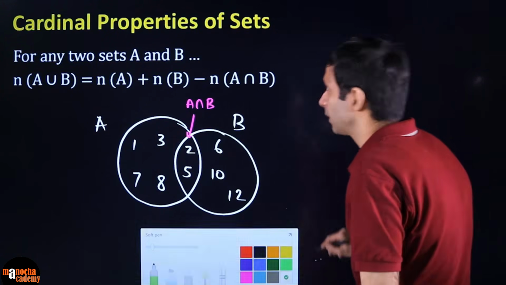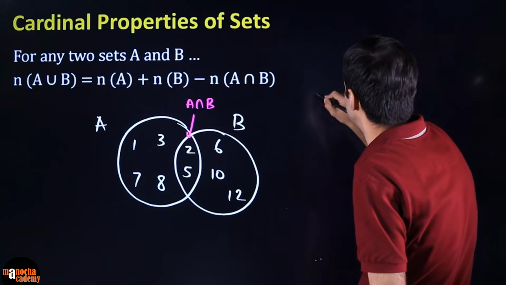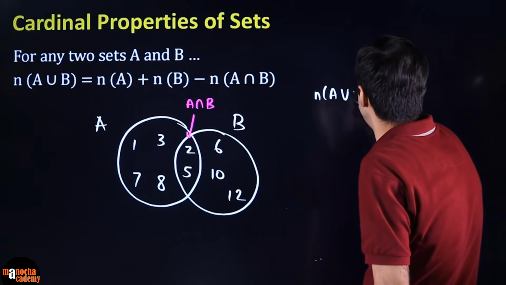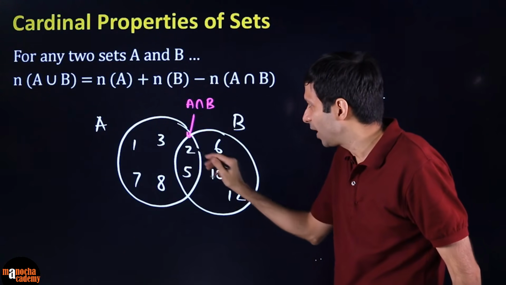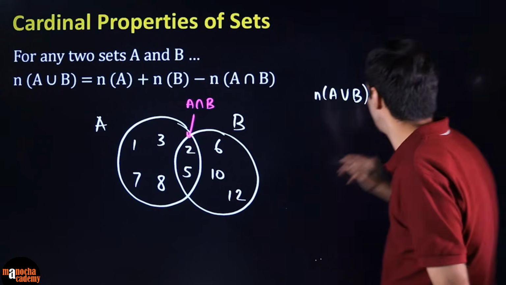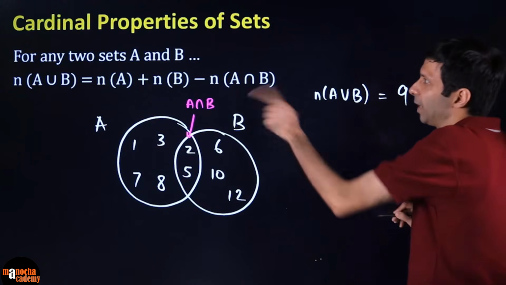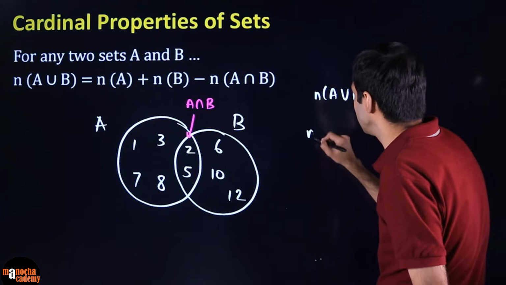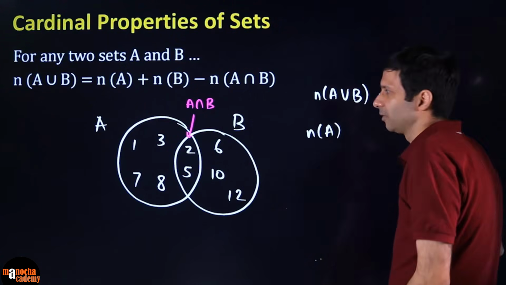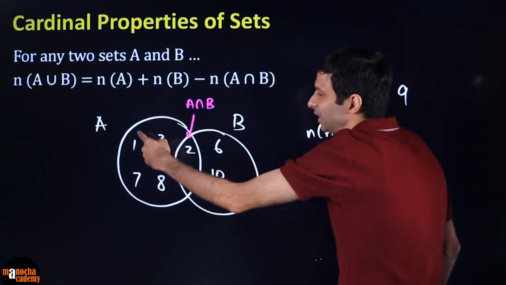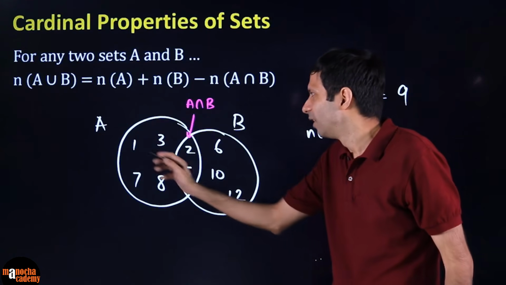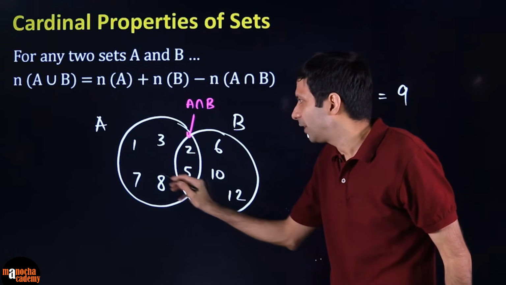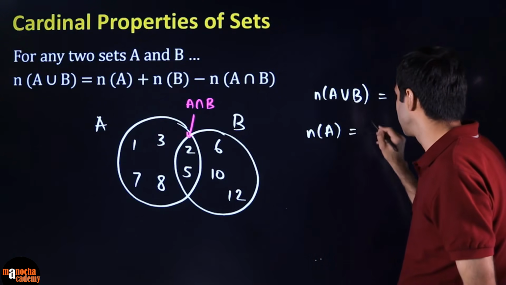Let's check the number of elements of A union B. How many do we have? 1, 2, 3, 4, 5, 6, 7, 8, 9, all of them. So this is my left hand side. What is in the right hand side? What is the number of elements in A? All the ones in the A circle, again all this Venn diagram notation we'll do next time, but just to visualize it: 1, 2, 3, 4, 5, 6, so the number of elements is 6.